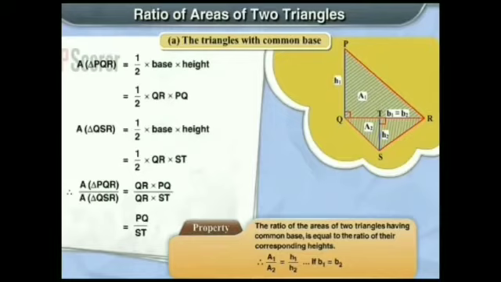H1 upon H2. So our property states that the ratio of the areas of two triangles having common base is equal to the ratio of their corresponding heights. That is, A1 upon A2 is equal to H1 upon H2 if B1 is equal to B2.